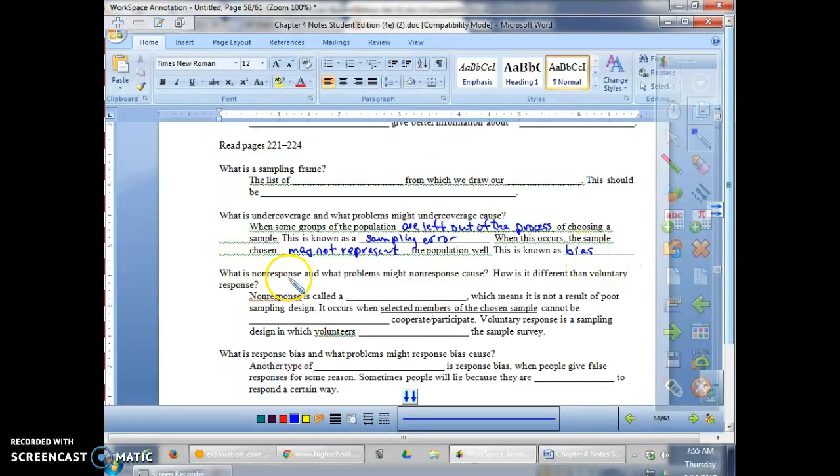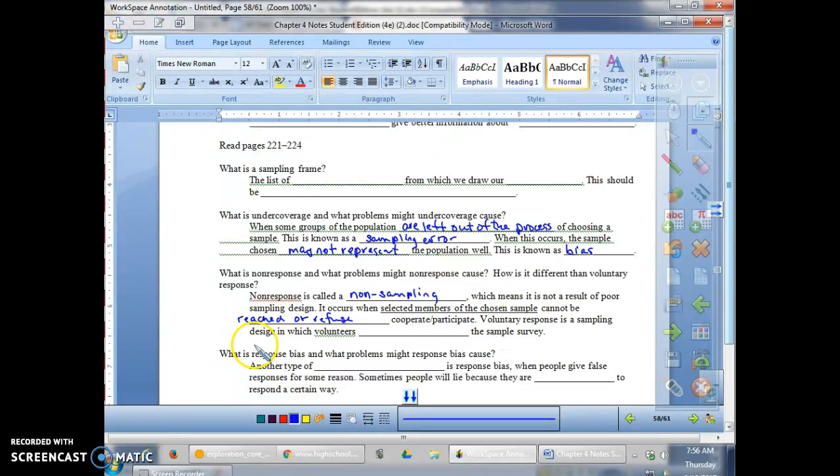Okay, so what is non-response and what problems might non-response cause? And how is it different than voluntary response? Because students get those two things confused. Non-response is called a non-sampling error because the sample has already been created. This happens after the sample has been created. It means it is not a result of poor sampling design. It occurs when selected members of the chosen sample cannot be reached for some reason or refuse to cooperate or participate. Maybe they don't answer the phone. Maybe they've had their phone disconnected after the sample was created, something to that effect.